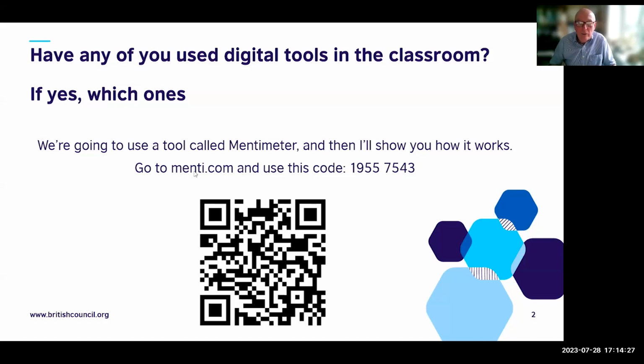You can simply go to menti.com. Put it in a browser, do it on your phone, on a laptop, wherever you like, as long as you've got browser access, and put in the number 19557543, and that should take you to a question. It was simply a way of me getting data so that I could run this session.